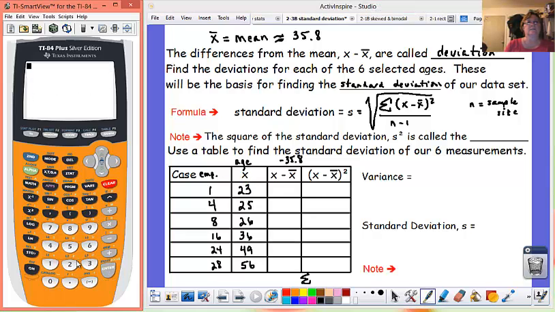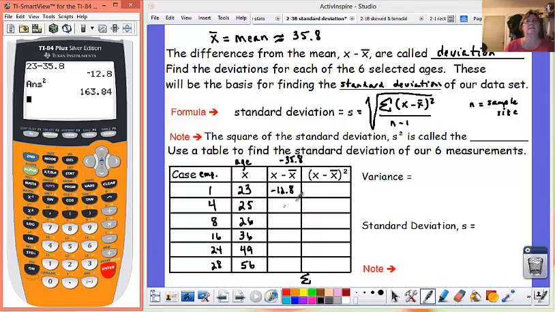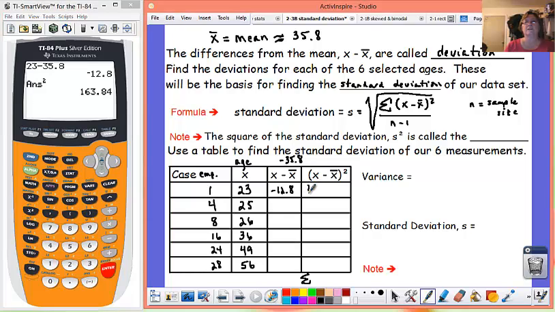So I'm going to clear off my calculator and I'm going to try and be very careful here. 23 minus 35.8 is negative 12.8, which of course is under the mean. This person was 12 years younger, almost 13 years younger than the mean. We square to get rid of that difference. So I'm going to go ahead and square that right now. And we're talking 163.84. I'm going to continue filling in the table. I just won't talk as much.